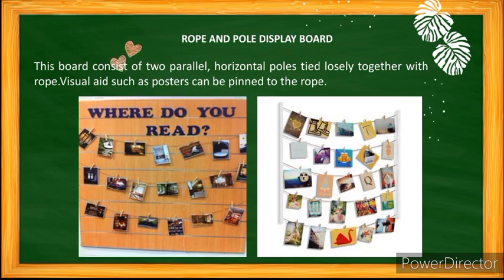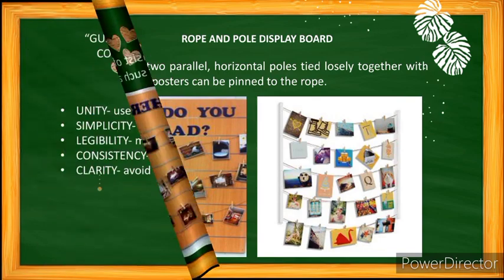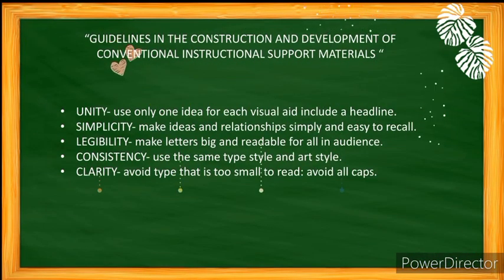And now let's go on to the guidelines in the construction and development of conventional instructional materials. We have 5 guidelines which are unity, simplicity, legibility, consistency, and clarity. First is unity. Use only one idea for each visual aid, including a headline.